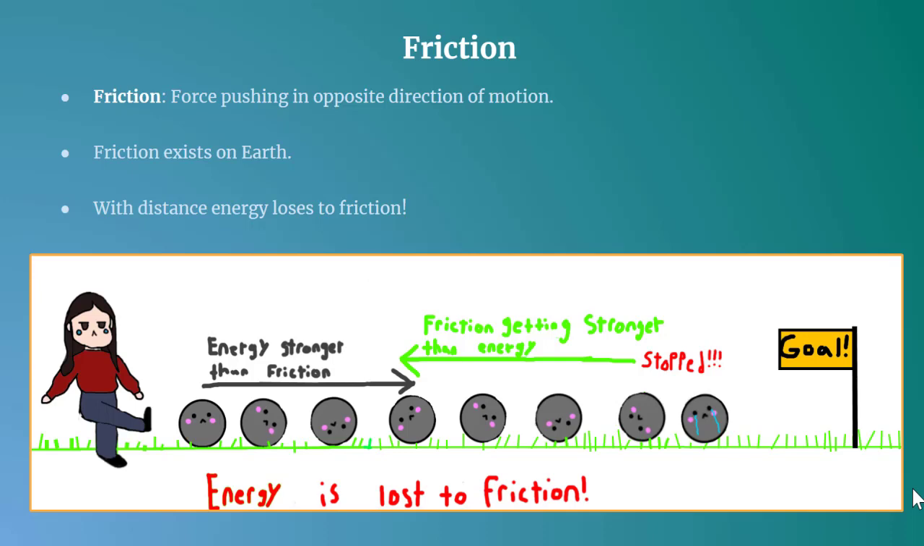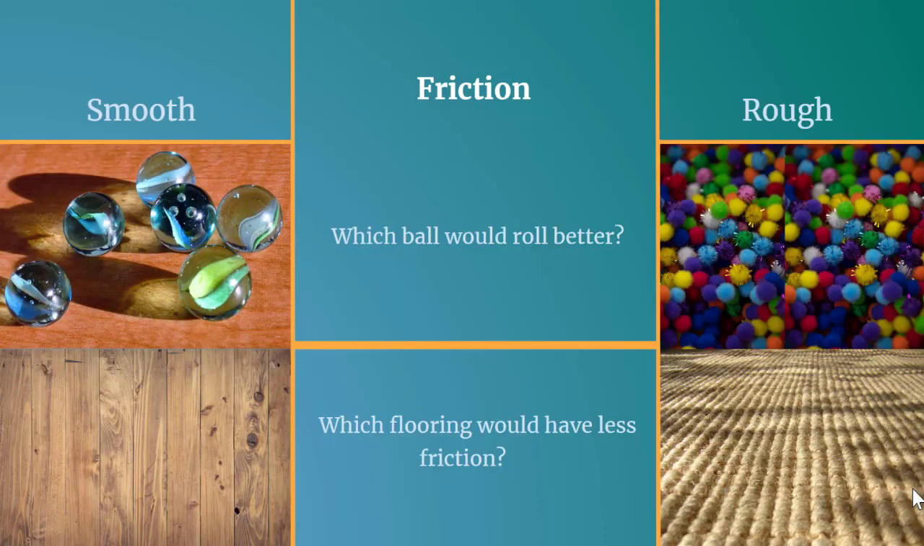So, looking at the two types of balls in this image, which do you think would roll further? The pom-poms or the marble? Why? Looking between the two types of flooring, which do you think would be better for rolling a ball on? Wood or carpet? Pause the video if you would like to answer.